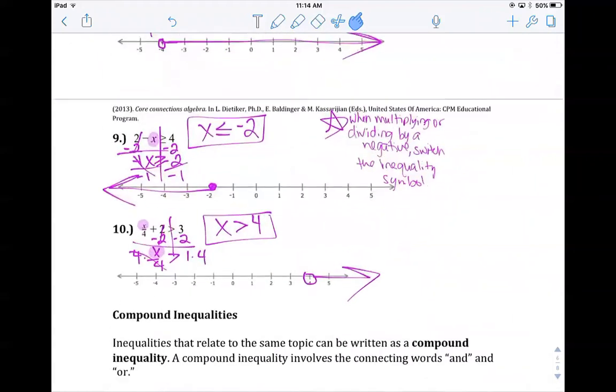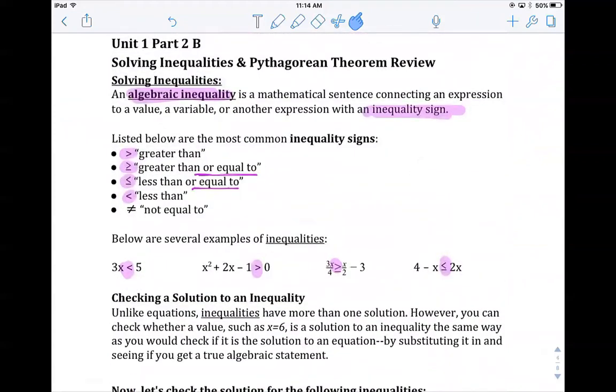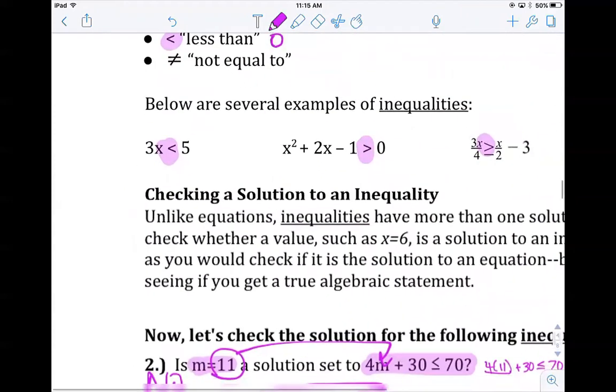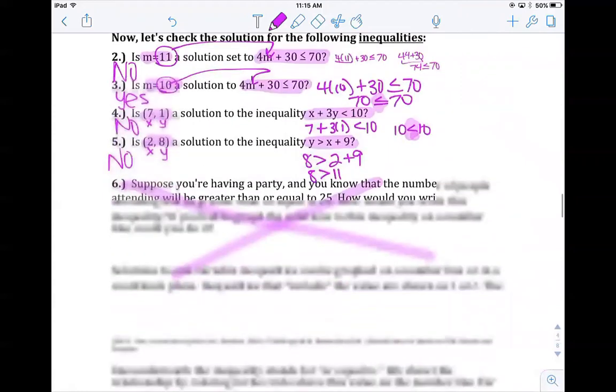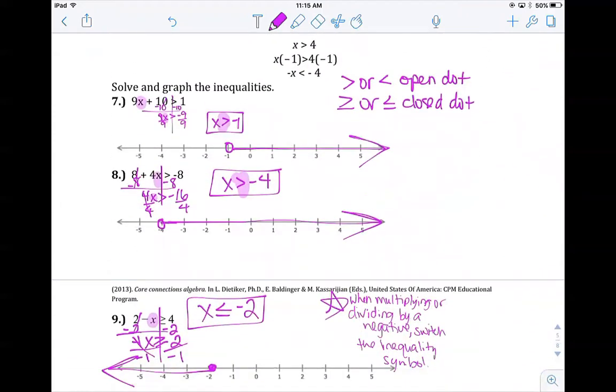So just to recap, we have our inequality symbols here. And again, if it is greater than or less than, it's an open point. Greater than or equal to, less than or equal to are filled in points. And we solved inequalities just like we did equations. We got that x by itself, and then we added the piece of the number line with the graphing.